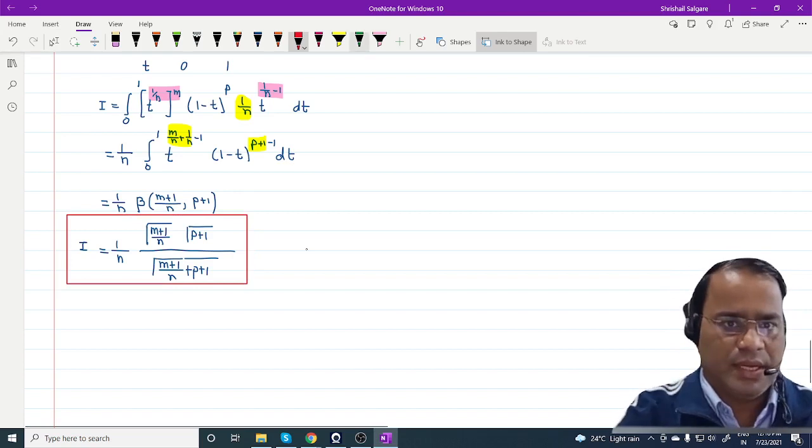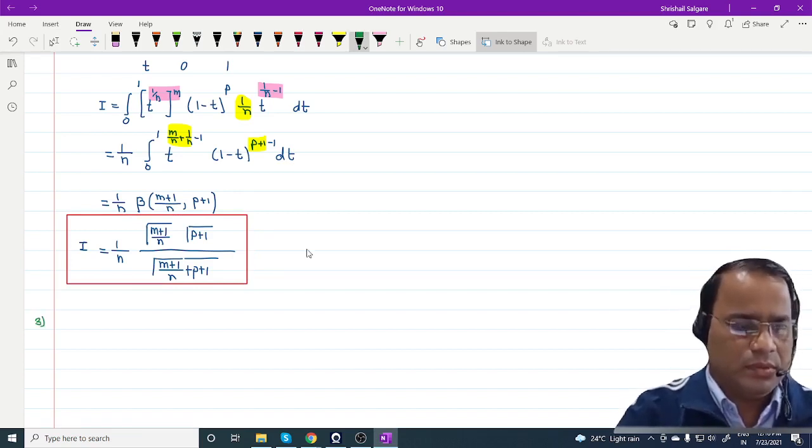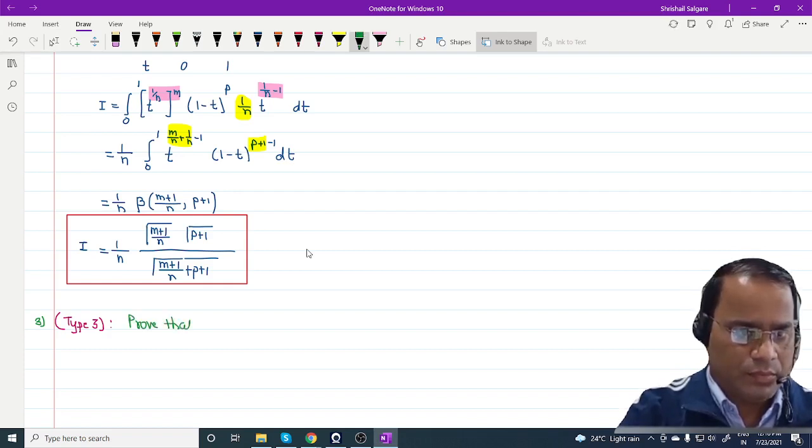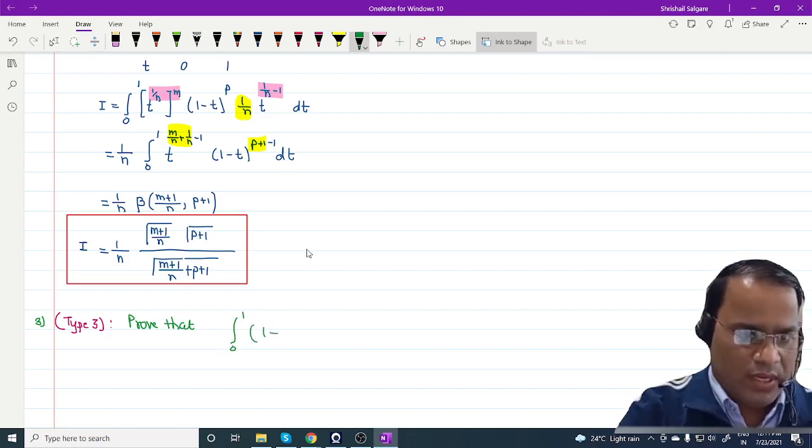Third example, and third type. This one you can consider as type 3. Prove that the integral 0 to 1 of (1 minus nth root of x) raised to m dx can be written as m factorial n factorial divided by (m plus n) factorial.